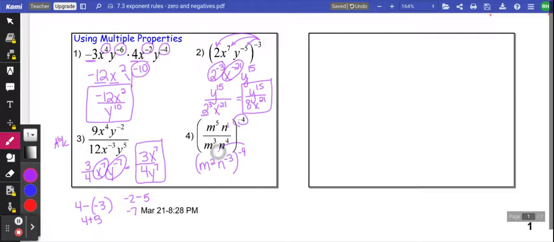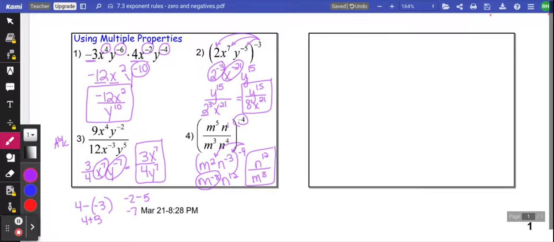So negative 4 goes to my m and my n, and I have m to the negative 8, n to the positive 12. Well, now the m is the negative, so it has to go to the bottom. So n to the 12th stays on top, and m to the 8th drops and becomes a positive.